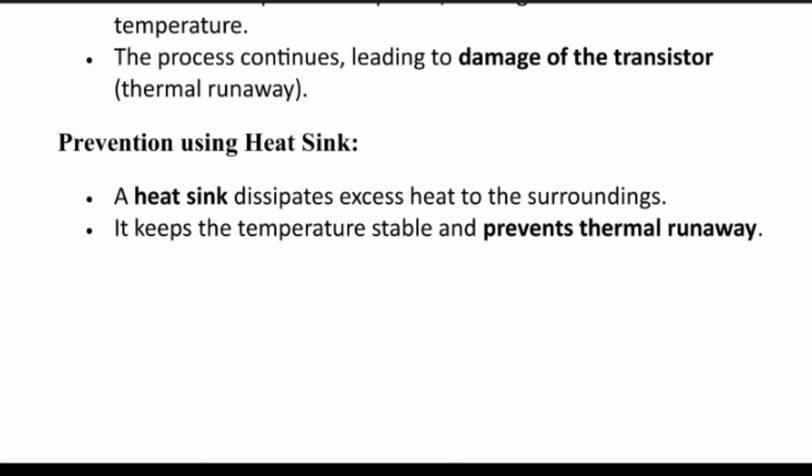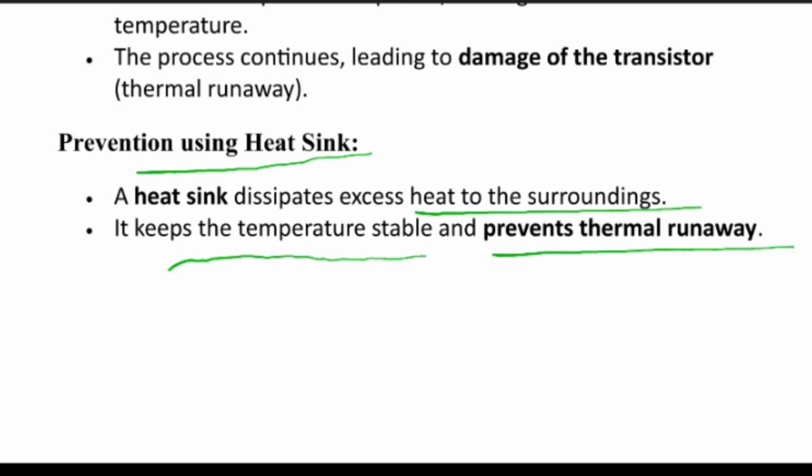And how do you prevent it? Prevention using a heat sink. So what is the role of the heat sink? The heat sink dissipates excess heat to the surroundings and keeps the temperature stable. When we keep the temperature stable, we prevent thermal runaway and damage to the transistor.